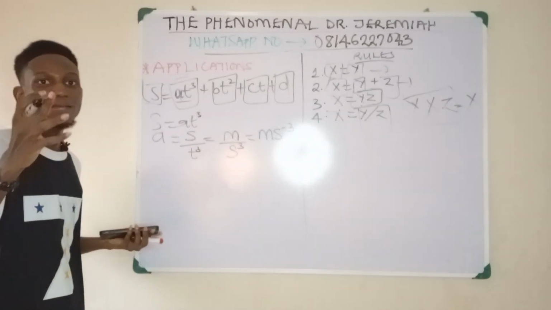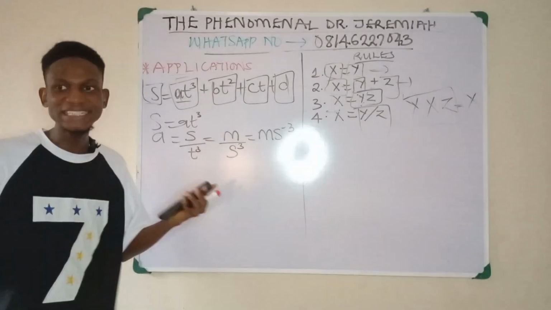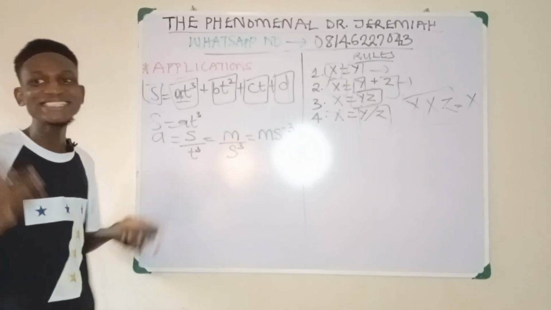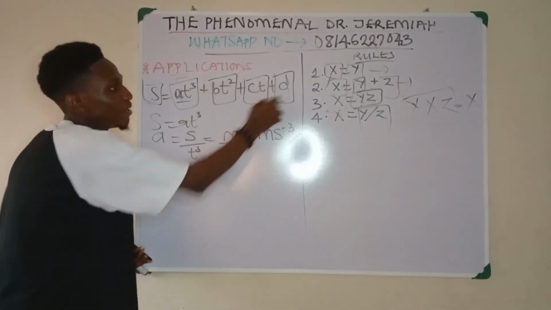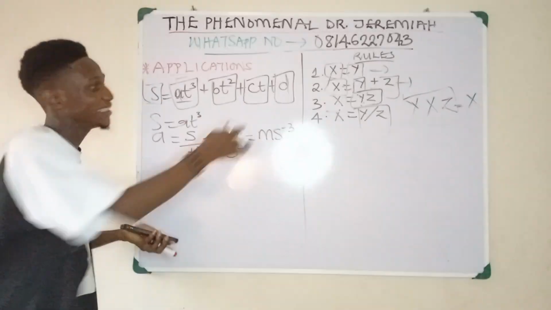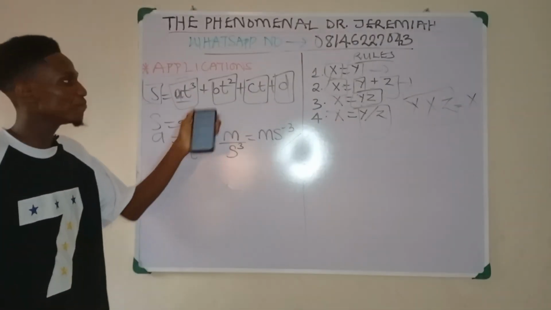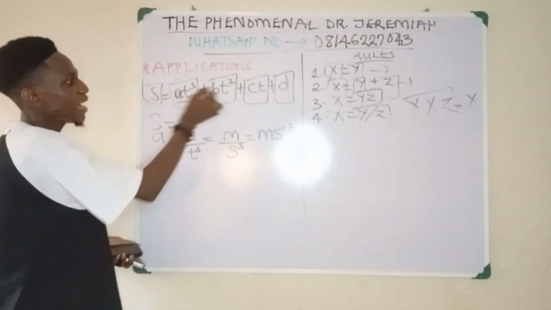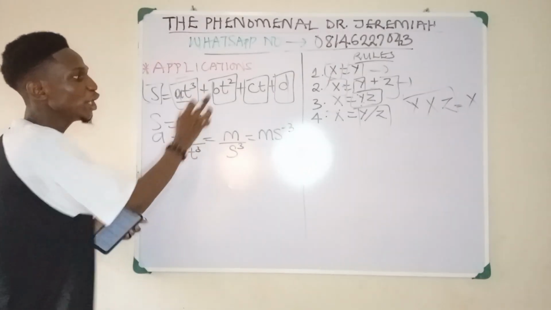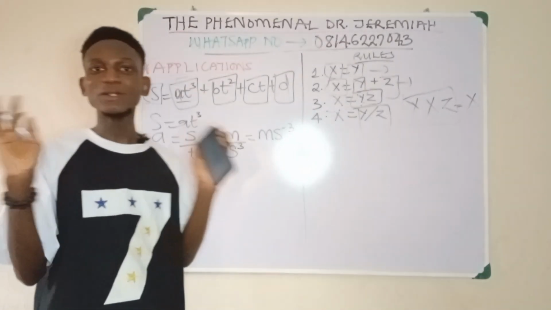So imagine your examiner is thinking and says, what's the unit of D in this equation? The unit of D is meters, because S and D are terms, and since S is in meters, D will be in meters. But if you say, what's the unit of BT squared? The unit of BT squared is meters, because S and BT squared are terms. But the unit of B cannot be meters, because they are not terms.